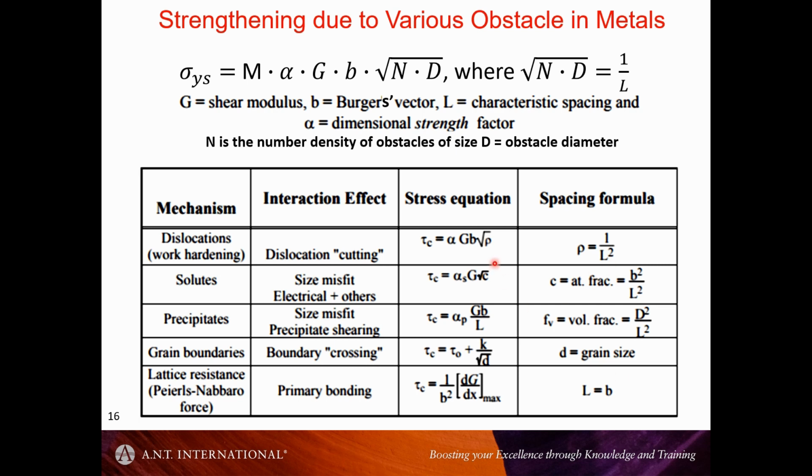There are different formulas for describing how precipitates harden the material. There's this alpha, the dimensional strength factor, which is typically studied by many different material people. So you have both the geometric effect, but also the nature of the precipitate itself. But that can be its size, the size of the precipitate, as well as the spacing. So the spacing is given by this value L, and that's also important.